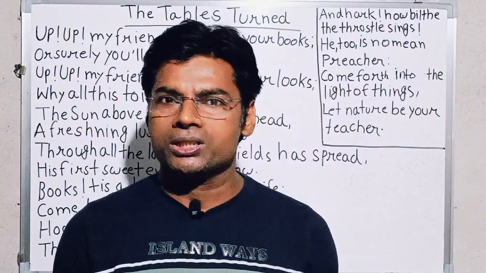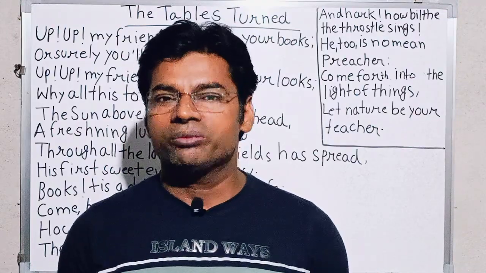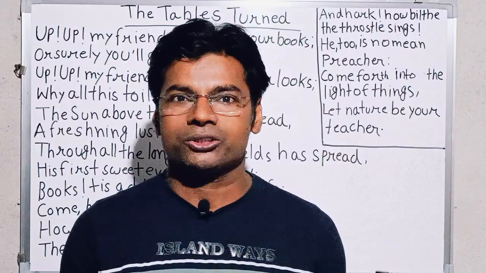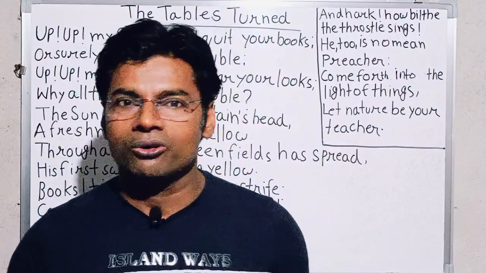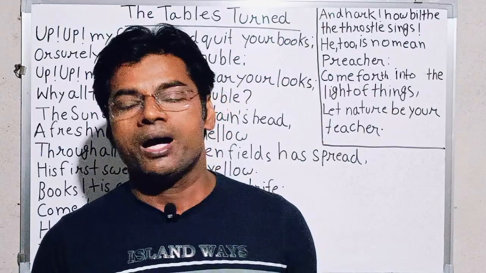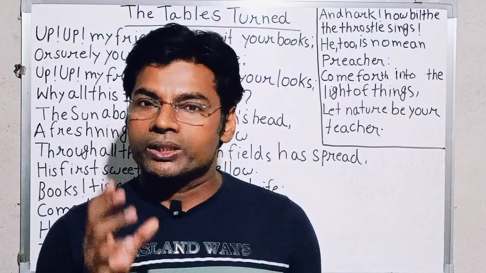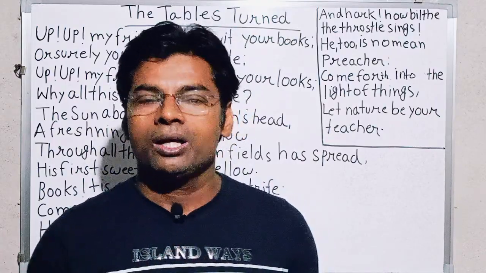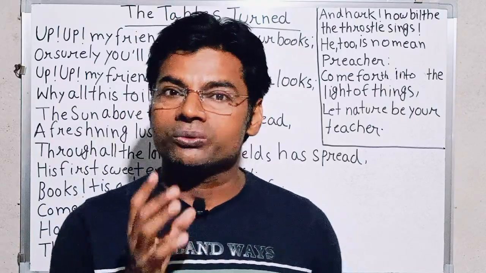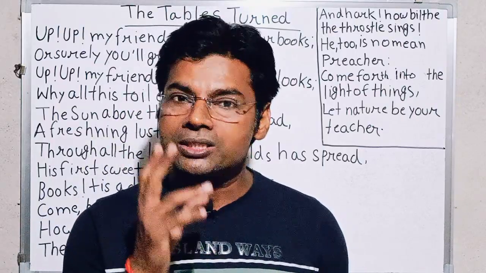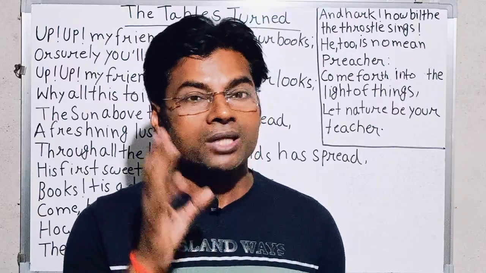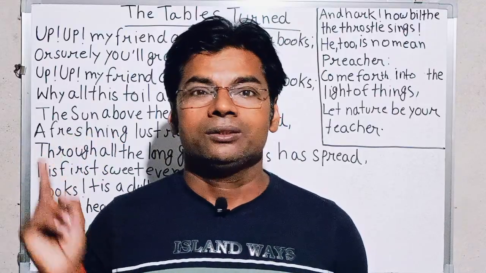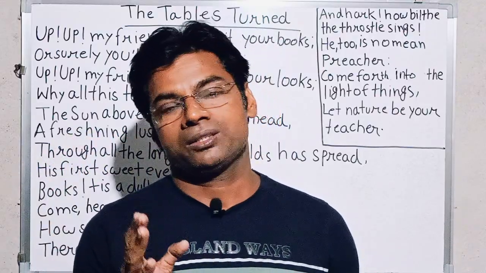Let us study one more beautiful poem from the pen of William Wordsworth, one of the most important poets of the first generation of Romantics, the Romantic age, that began with the publication of Lyrical Ballads. That was actually a collection of 23 poems, 4 from S.T. Coleridge and 19 from Wordsworth. Out of those 19, one was this very particular poem, The Tables Turned.